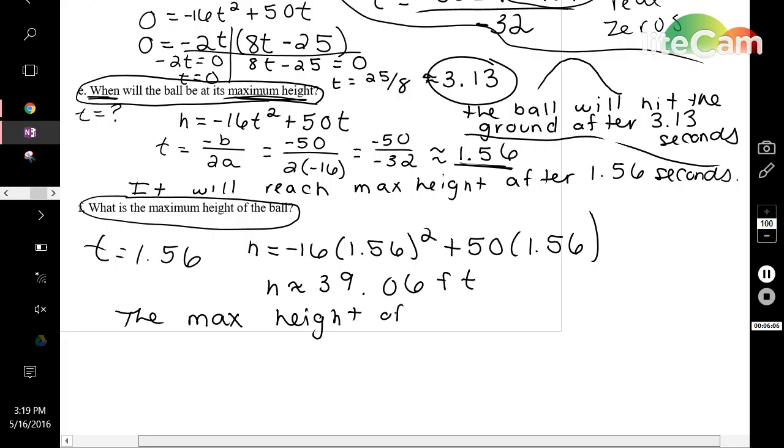So the maximum height of the ball is 39.06 feet.